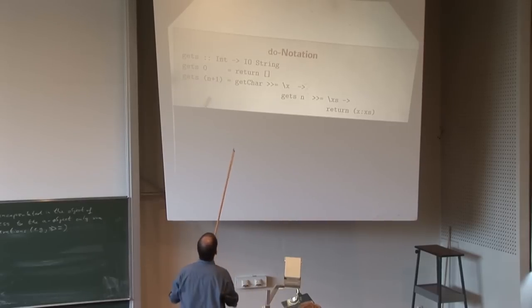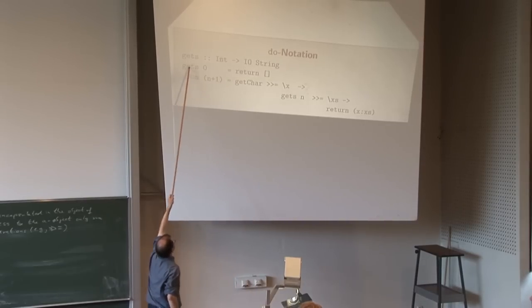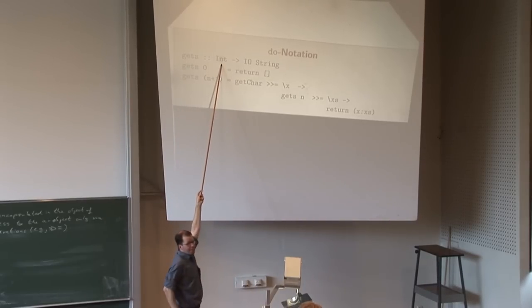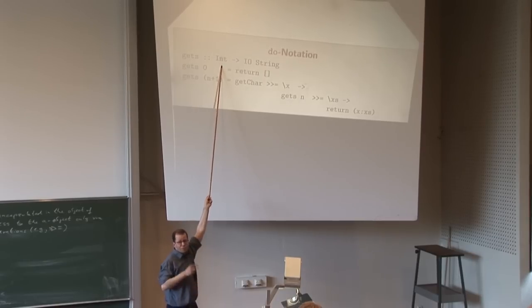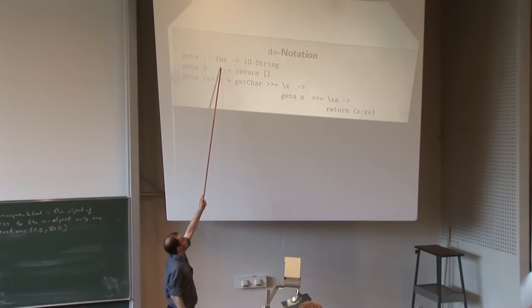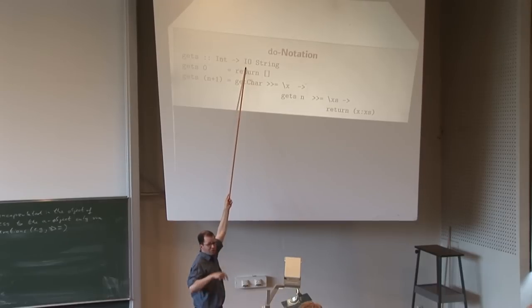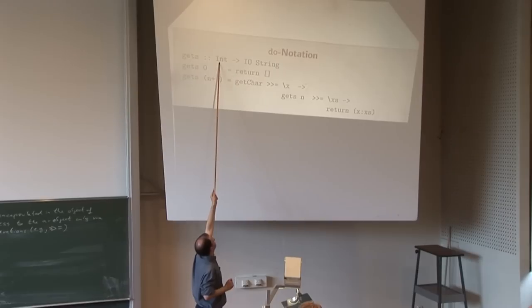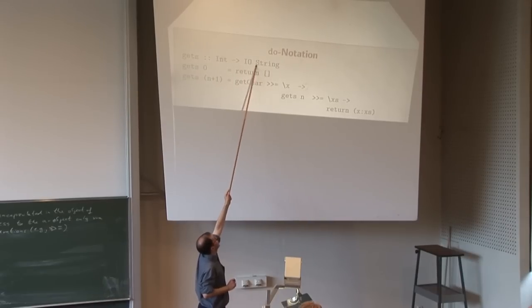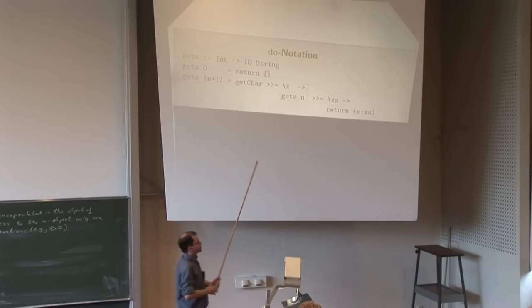So how does this work? Gets takes an integer, a number, and then it reads, so if the number is, say, n, then we will read n characters from the screen, and that's what's happening. So what's happening is the result is an I/O action which reads a string from the keyboard, a string of this length, and this string is then encapsulated in this I/O action.